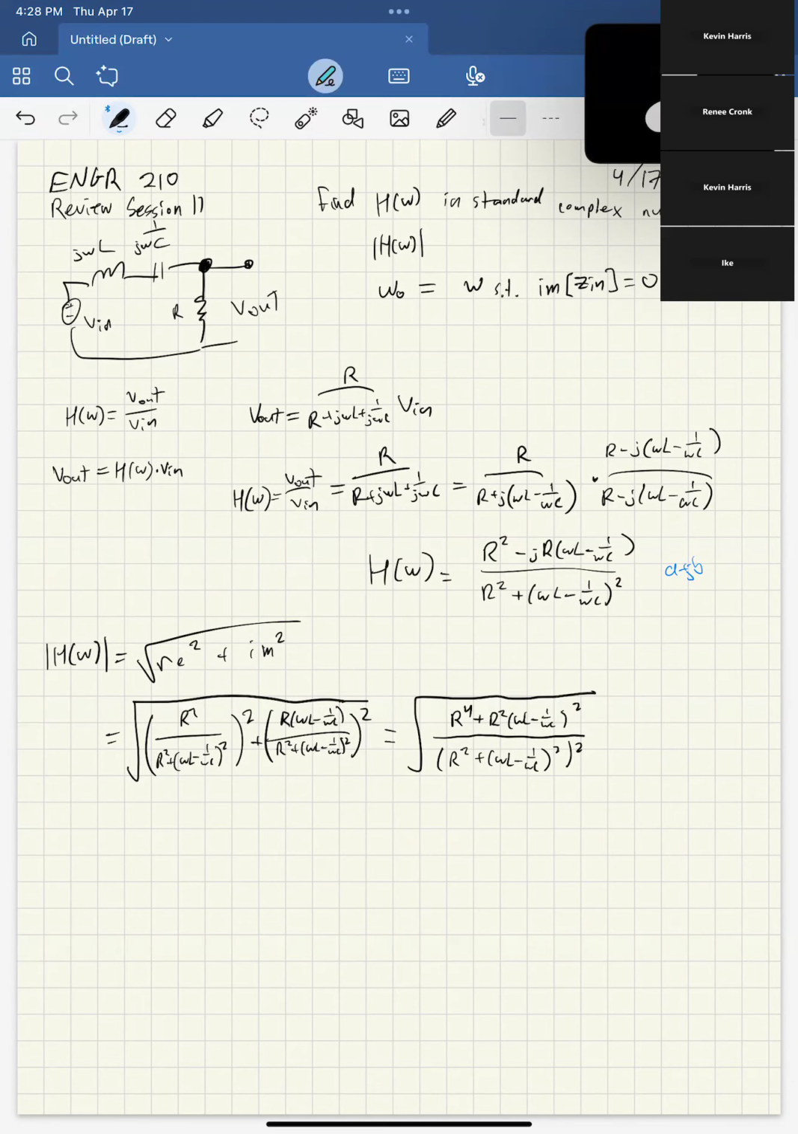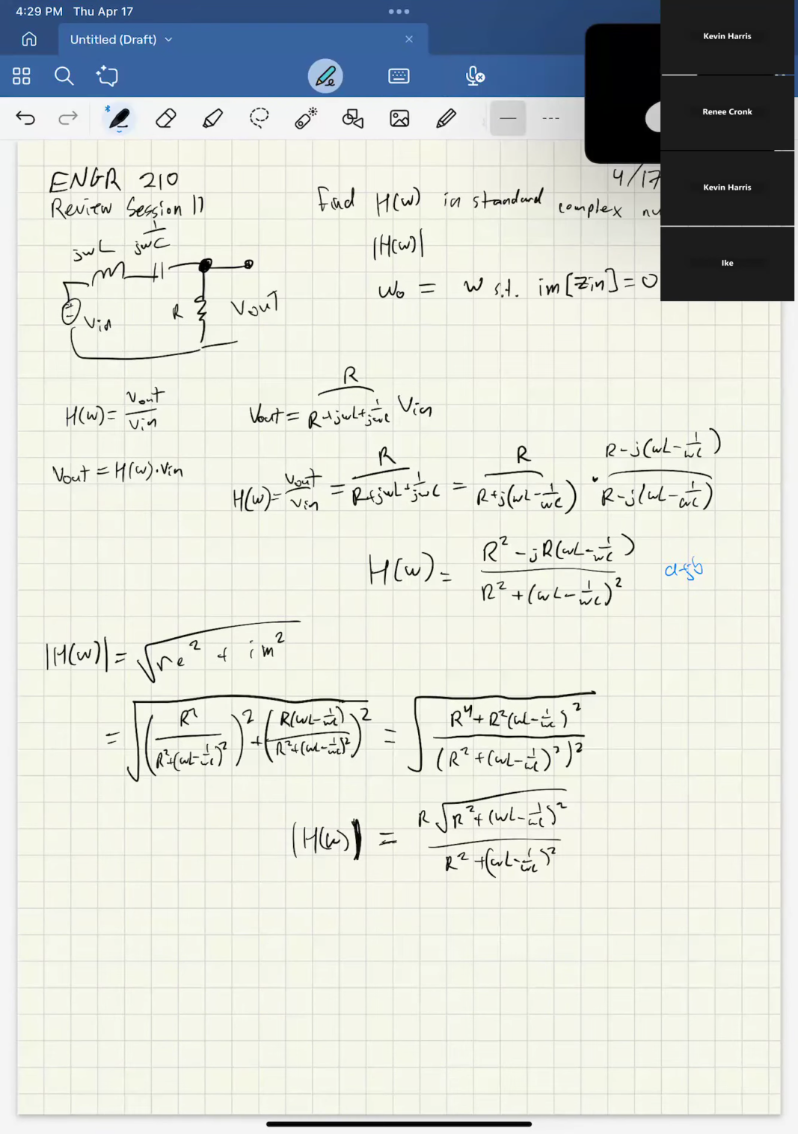Okay, anyway. We're here. That's squared, and then you can just unsquare this denominator here, and that would be your final. Or you can factor out an R from the top as well, so you get R times the square root of R squared plus omega L minus 1 over omega C squared. And on the bottom, you can unsquare that: R squared plus omega L minus 1 over omega C squared. And that would be your magnitude of H of omega.